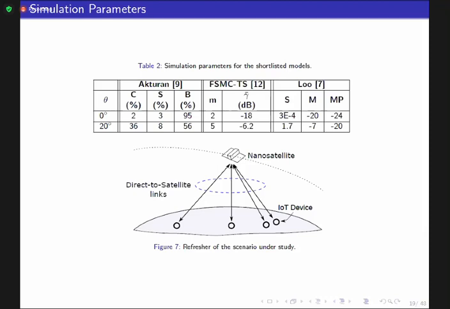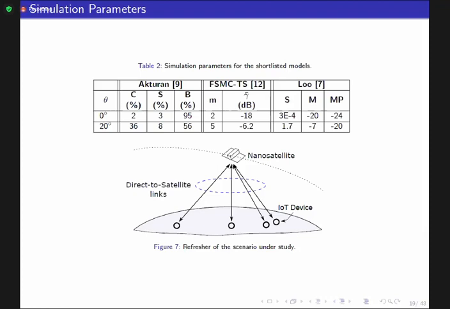And we have included the Loo model only as a reference, right? The Loo model, being such a traditional approach to channel modeling, is usually considered a baseline approach to satellite channel modeling. So we're including it just as reference. So just a refresher of the topology.